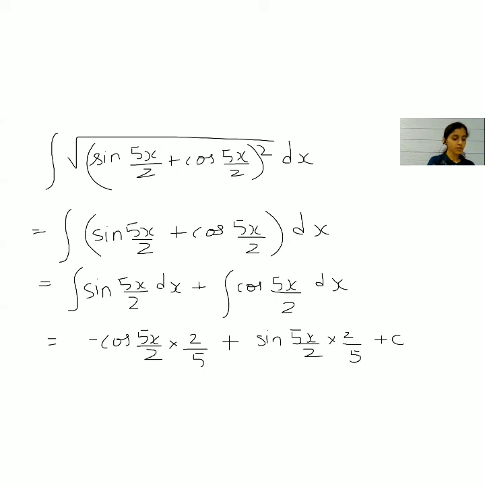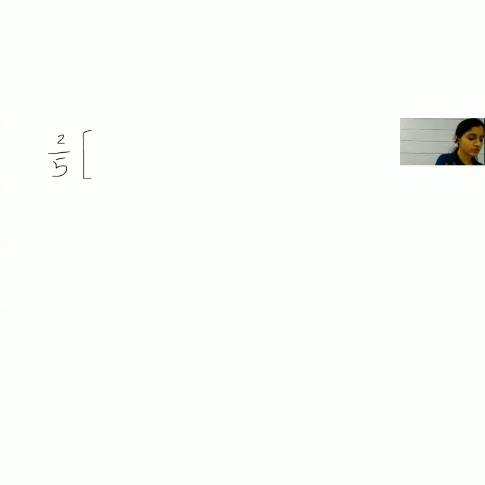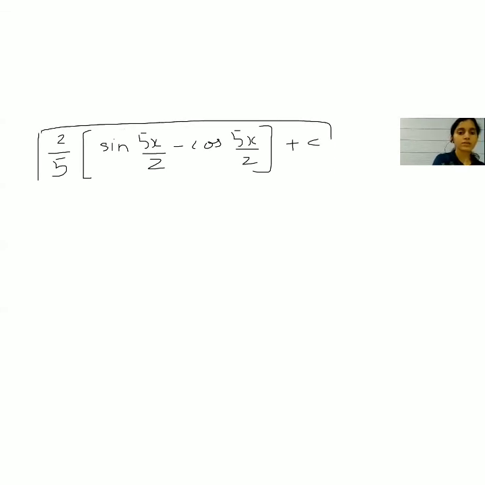Okay, so what you can do is take 2 by 5 common here. Okay, 2 by 5 outside, and you have sine 5x by 2 minus cos 5x by 2, and your plus c is already over here. Okay, so that is the answer for the seventh sum.